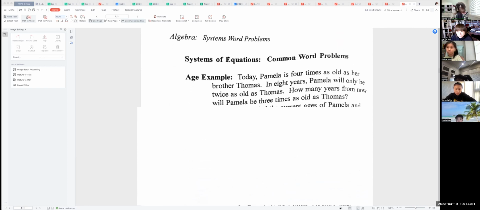Okay, so today Pamela is 4 times as old as her brother Thomas. In 8 years, Pamela will only be twice as old as Thomas. How many years from now will Pamela be 3 times as old as Thomas?